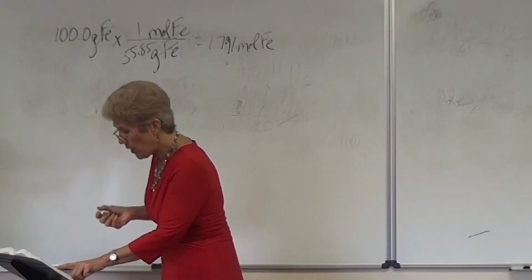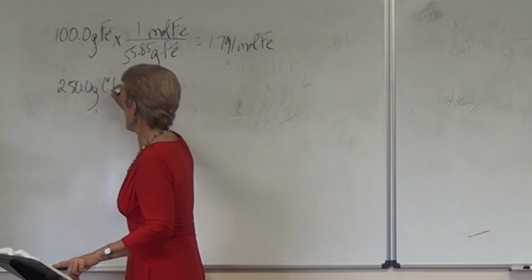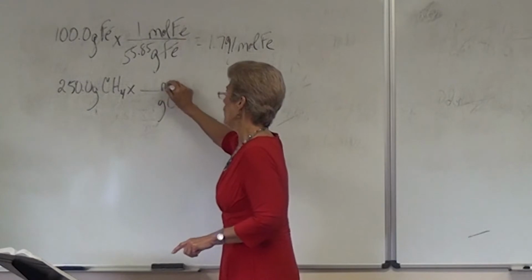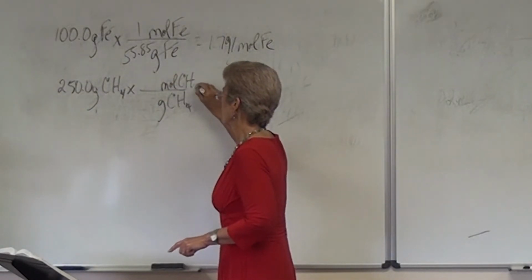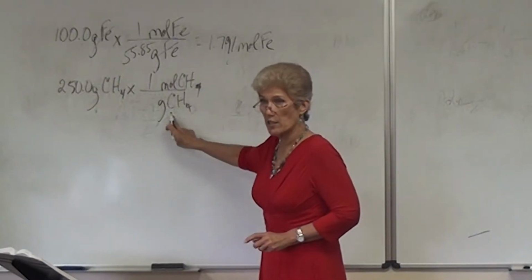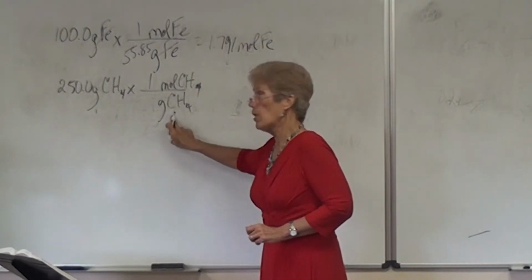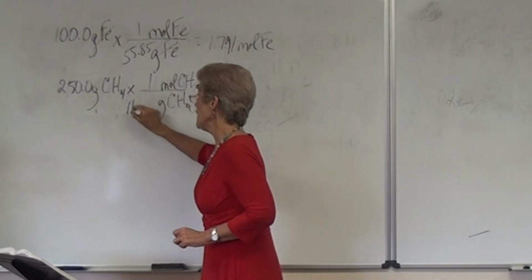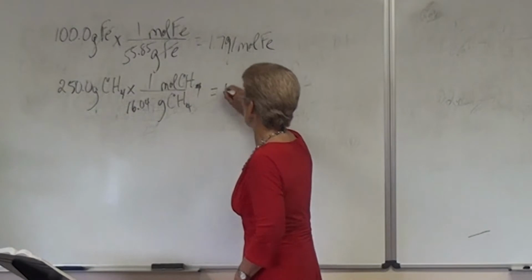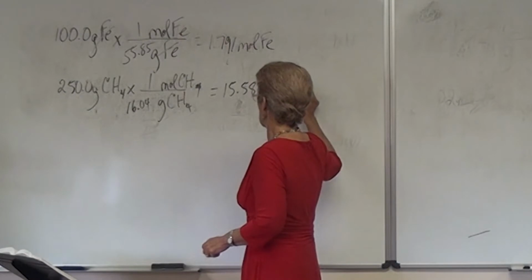Okay, the next one, 250 grams of methane times line. Grams of methane go down here. Moles of methane go up here. I can do this. 1 mole. Now we're going to go in, Andrew, and we're going to count it. 4 times hydrogen, which is 1.01, so it's going to be 4.04, plus 12, so it's going to be 16.04. Did I do that right, guys? I hate doing them in my head. And that's going to give us 4 significant figures, 15.58 moles of methane.